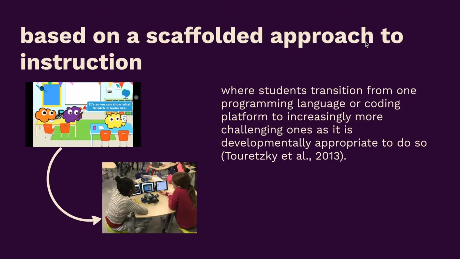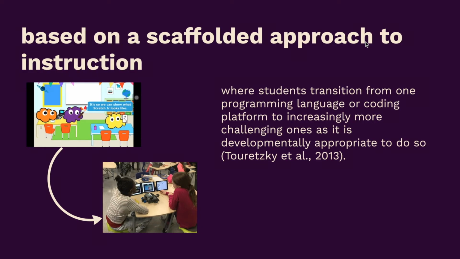A comprehensive K-6 computer science curriculum should be based on a scaffolded approach to instruction. In other words, students should transition from one programming language or coding platform to increasingly more challenging ones as it is developmentally appropriate to do so.